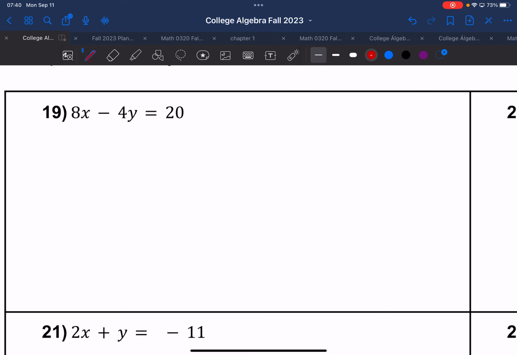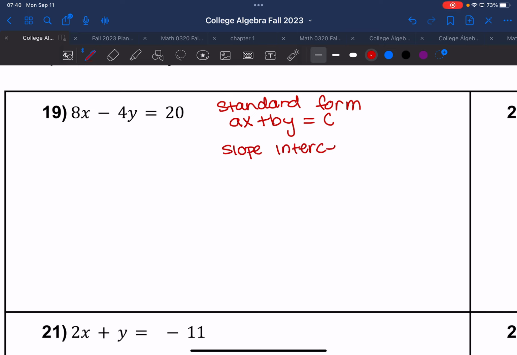Since we have x and y on the same side, this is called standard form. Standard form looks like ax plus by equals c, where the x and y variables are on the same side. We want to take these out of standard form and put them into slope-intercept form. Slope-intercept form is y equals mx plus b. So all we're doing here is getting y by itself.